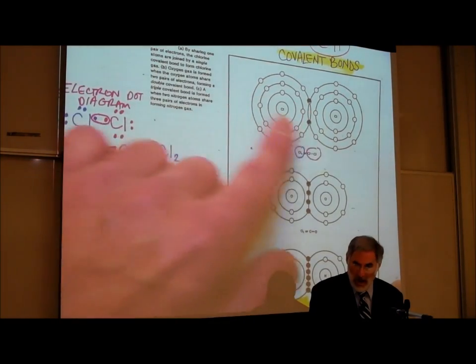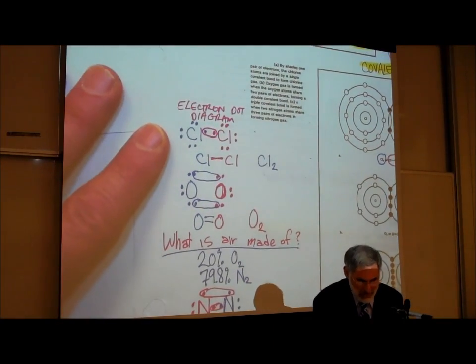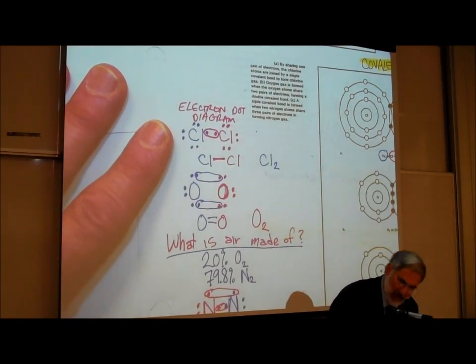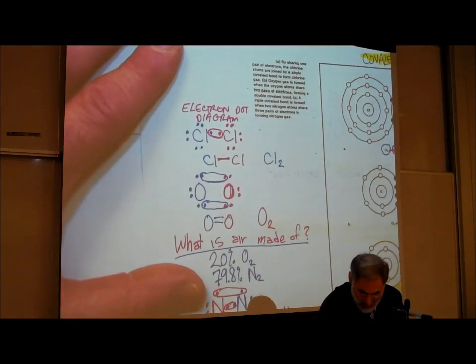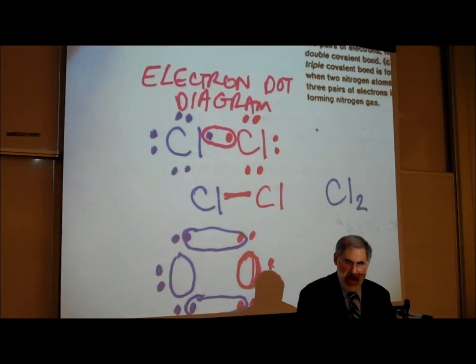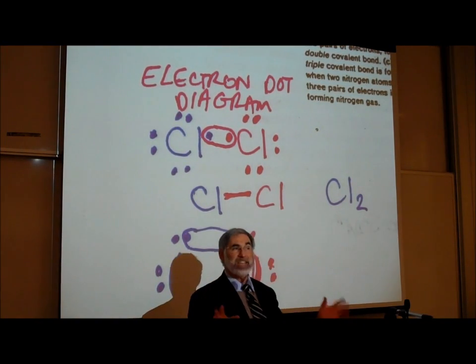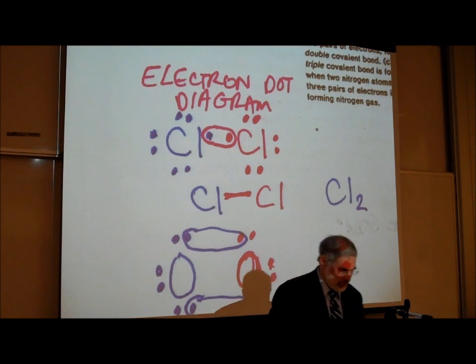I want to draw these same things using the electron dot diagram. So I've done that right here on the side. You could do this on a separate piece of paper, just as I have. So now I'm just using that electron dot diagram to show the exact same thing that's shown in the picture at the right.